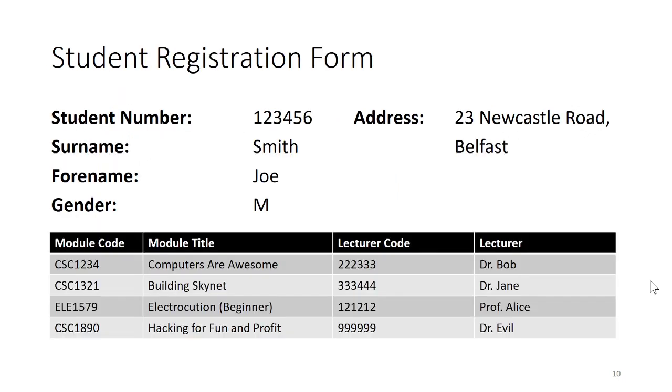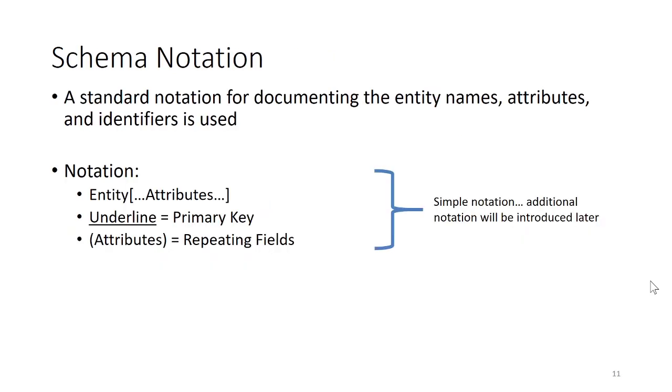We aim at working on this registration form and providing a way to systematically define some rules and achieving first, second, and third normal form. So in this case, we need to have a notation. We call it a schema notation, a standard notation for documenting the entity names, attributes, and identifiers.